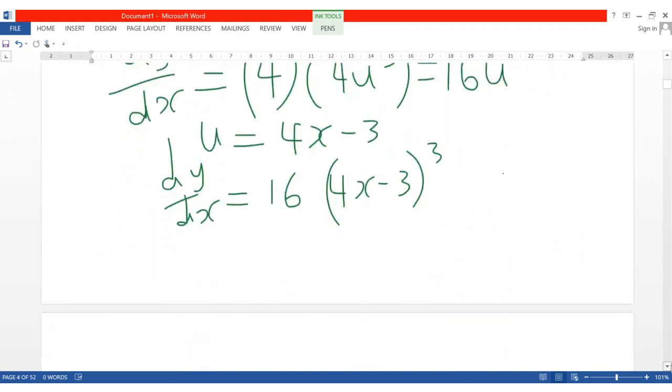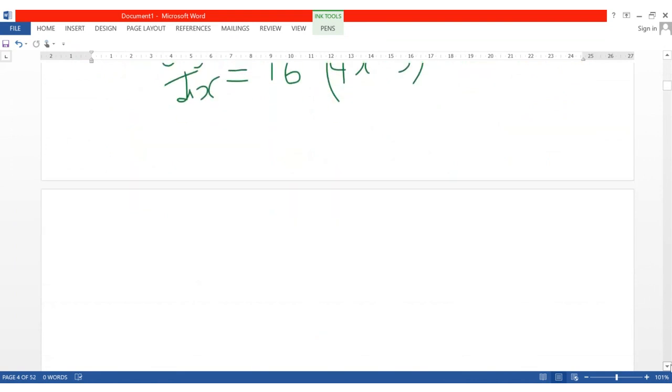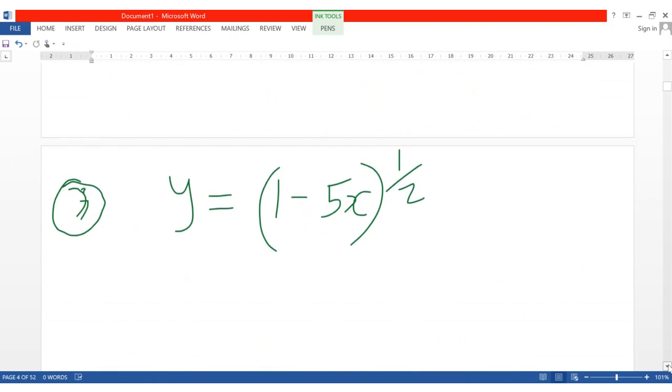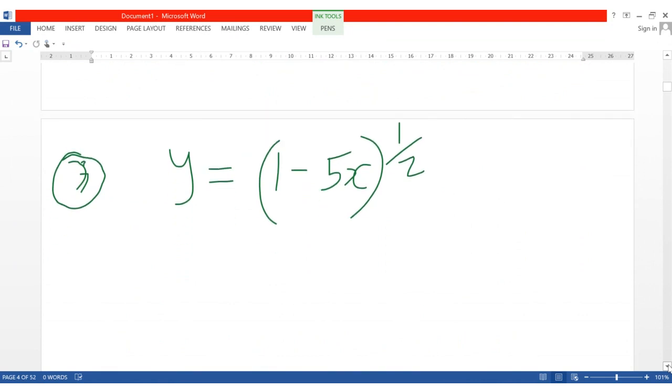You can be able to do number 3. Number 3. So y is equals to 1 minus, let's say, 5x raised to power half. So again, this one you cannot be able to expand power half. So we have a function 1 minus 5x. It is inside a square root. Basically, I have the square root. So it is basically a function within a power of a half.